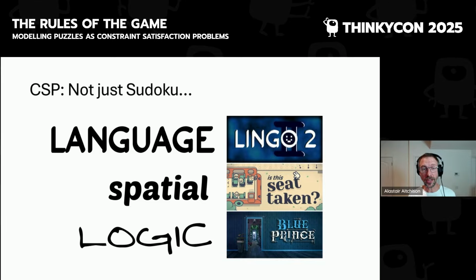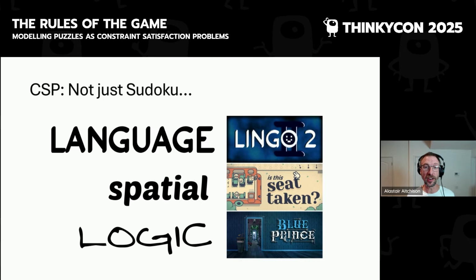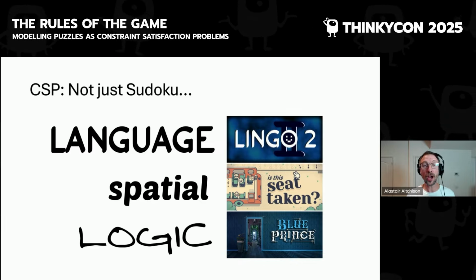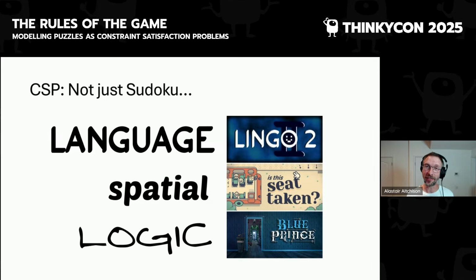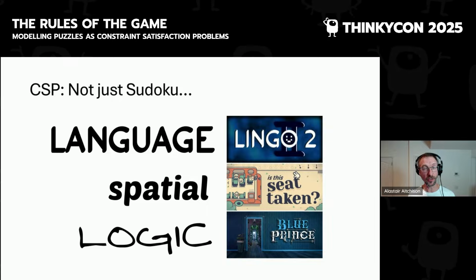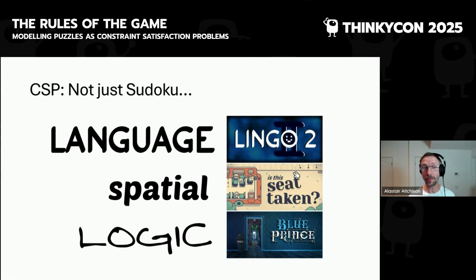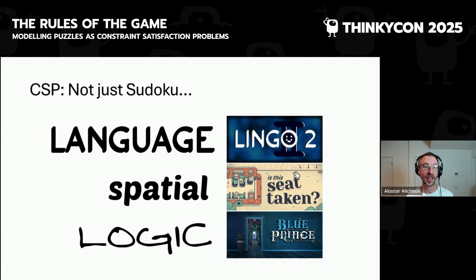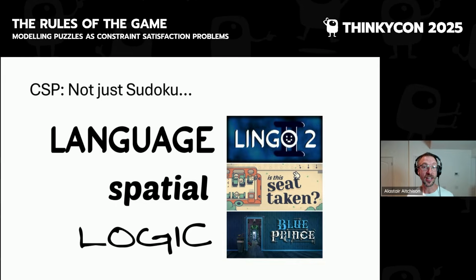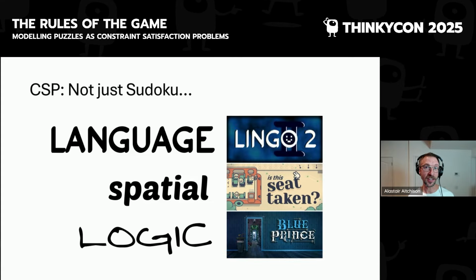Now, for a Sudoku, that configuration is a 9x9 matrix of integer values between 1 and 9. And it's common to think of constraint satisfaction problems as only being applicable to numeric values. But if we consider a slightly broader interpretation of what a constraint satisfaction problem is, we can find plenty of games that can be modeled using CSPs. And I'm going to demonstrate that using examples from 3 video games that have been released in the last 6 months, Lingo, Blueprints, and Is This Seat Taken?